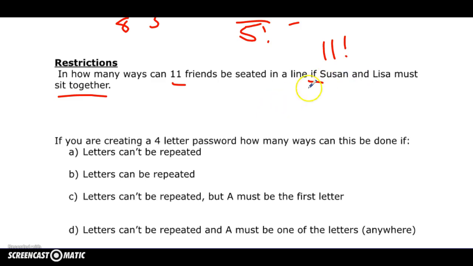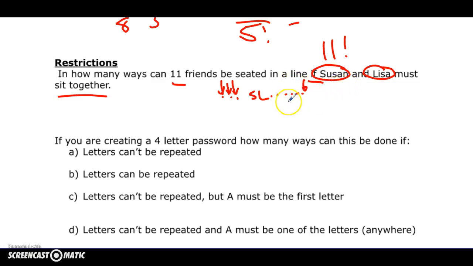This is a really cool question because you have 11 friends and you actually treat Susan and Lisa as a single entity. So you're not lining up 11 people. You have a person, Susan-Lisa. Where does Susan-Lisa go? Does Susan-Lisa go first, second, third, all the way down? If you have 11 spots, they can go here, here, here, all the way, but they can't start off at the end. They can't start off in spot 11. So they can start off in 10 spots.